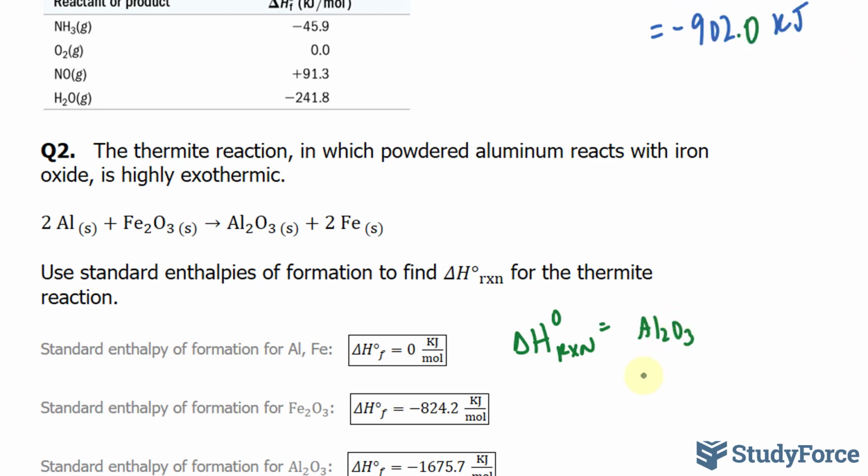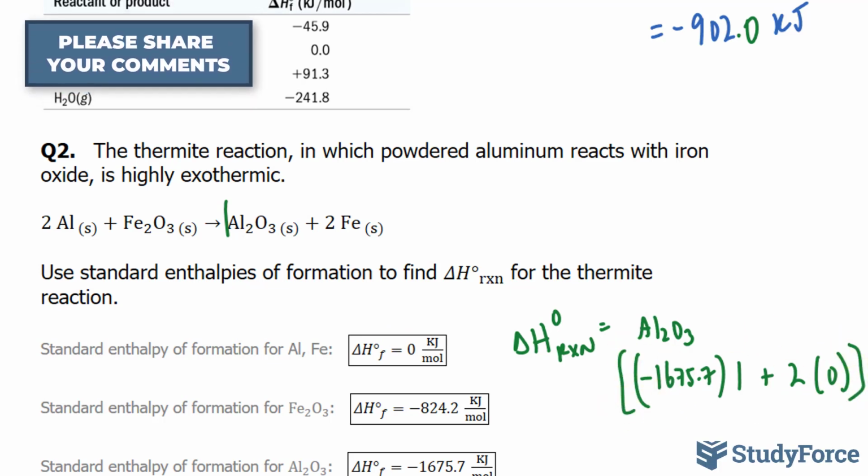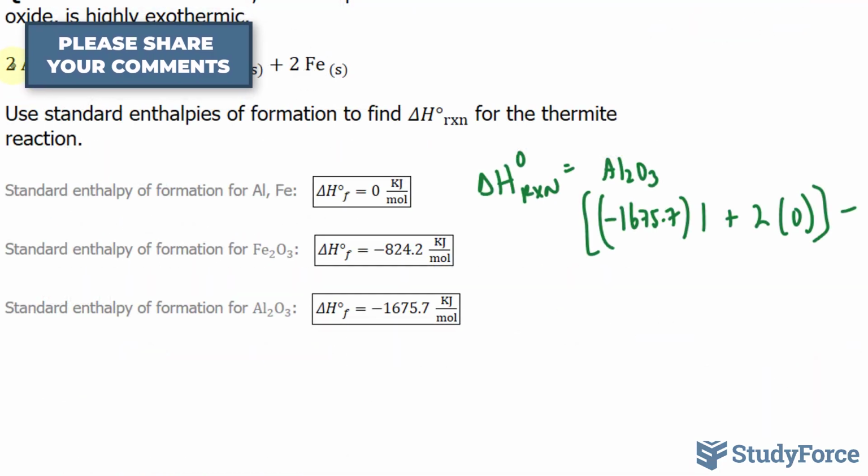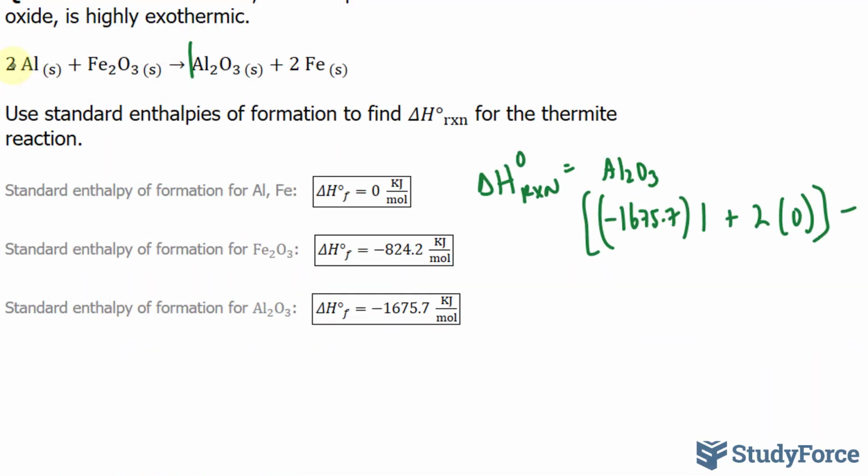Al2O3, that is equal to, according to the information provided here, negative 1675.7 multiplied by 1 mole, plus 2 moles of iron, and iron is a pure element, therefore that is equal to 0. That takes care of the first part. I've enclosed it in square brackets. Minus, we look at this part, we have 2 aluminums. Aluminum is a pure element, so that's equal to 0. I'll just write that down. 2 times 0 is nothing.